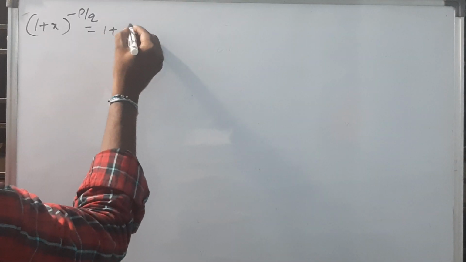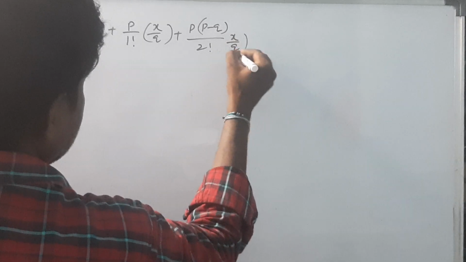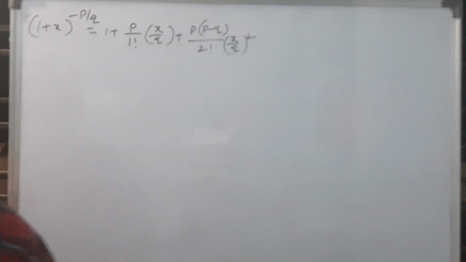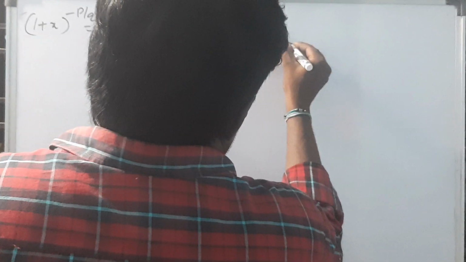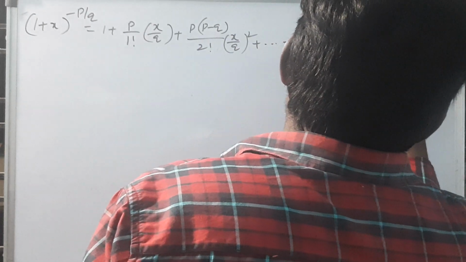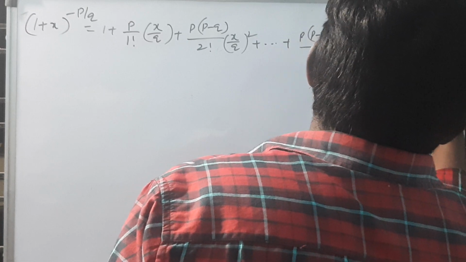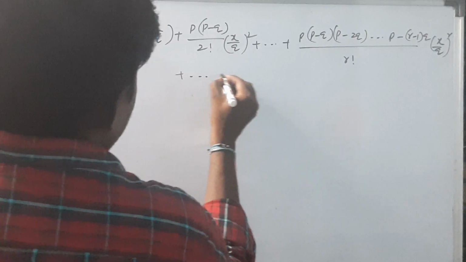See, one more formula for (1 plus x) whole power minus p by q is equal to 1 plus p by 1 factorial into x by q, plus p into (p minus q) by 2 factorial into (x by q) whole square, plus and so on, plus p into (p minus q) into (p minus 2q) and so on up to (p minus (r minus 1) q) by r factorial into (x by q) whole power r, plus and so on to infinity.